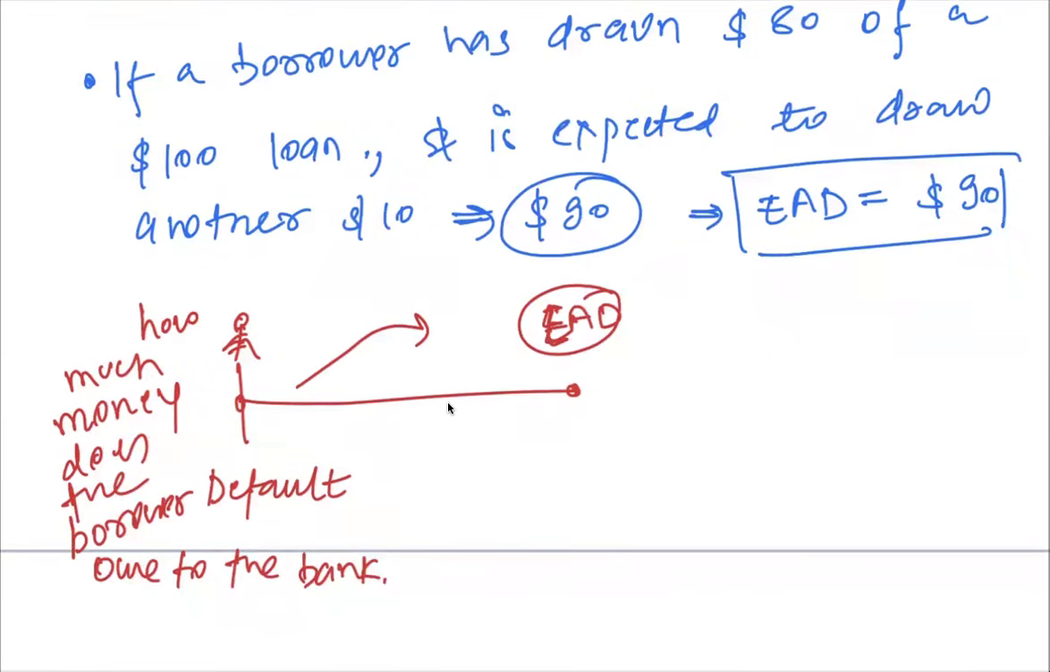See, at this moment the borrower has taken $90 out of the $100 loan. So this is the exposure the bank has. If he has defaulted, this is the exposure at default. Is this clear? Is this clear?